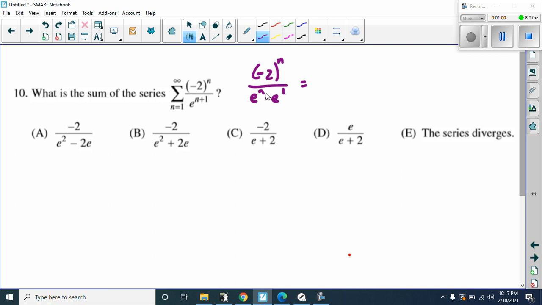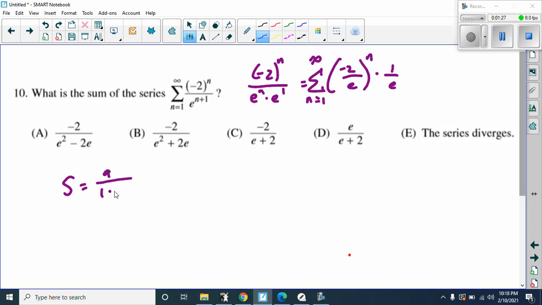So both of these are to the n, so now I can write it as -2 over e all to the n. And then I've also got this e on the bottom. So I have something times something to the n. This is a geometric series. The sum of a geometric series is the first term divided by 1 minus r. So our r value is -2 over e.